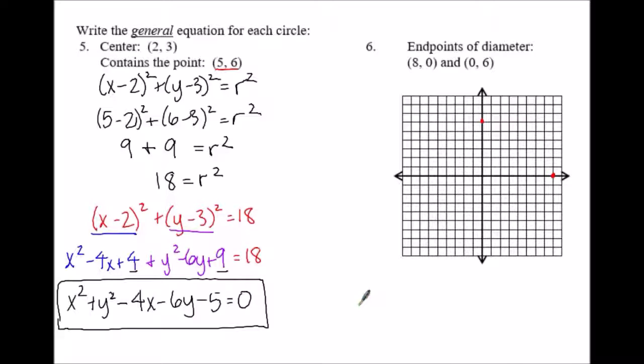So you can either use the midpoint formula that you learned in geometry, which is x1 plus x2 divided by 2 and y1 plus y2 divided by 2. Or you can just count it out. If I count, I have to go over 8 and up 6. So if I do half of those, over 4 and up 3, that should be my center. So my center is (4, 3).